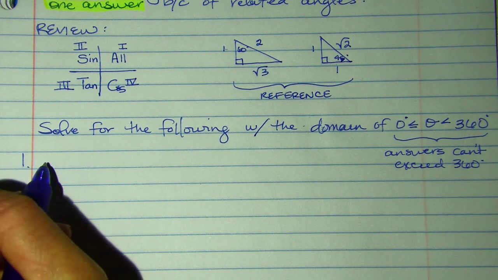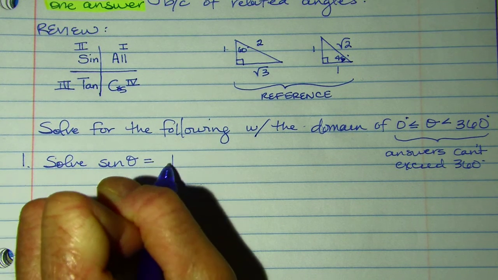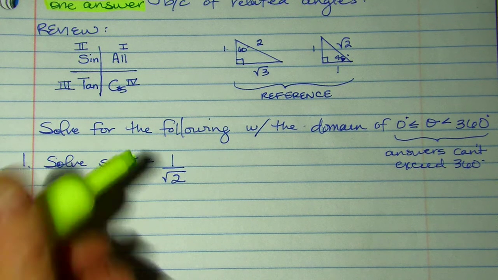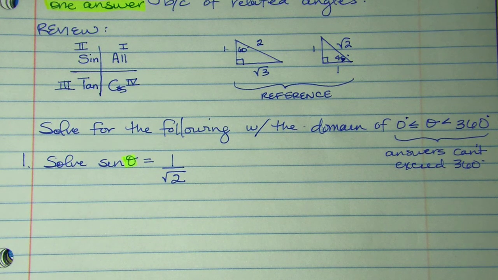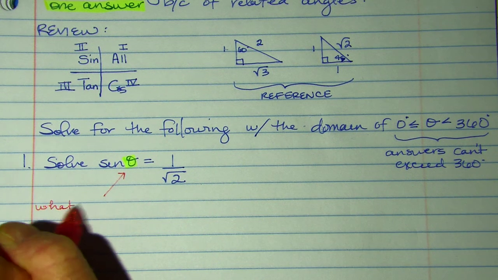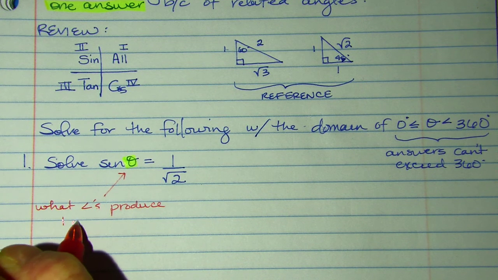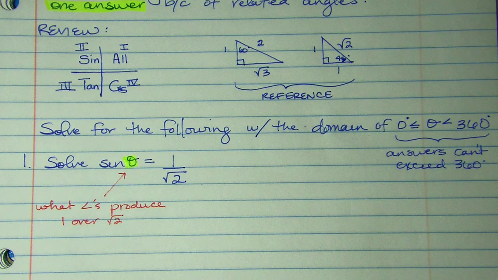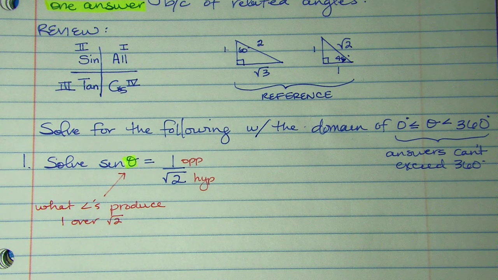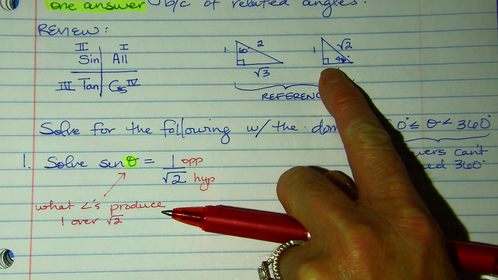All right, so number 1, we're going to solve sine of theta equals 1 over the square root of 2. Now, what I'm solving for is theta. So this is asking what angles produce 1 over root 2. Now this is sine, so this is opposite over hypotenuse. Now I notice I've got a root 2, so it must be my 45, 45, 90 triangle.